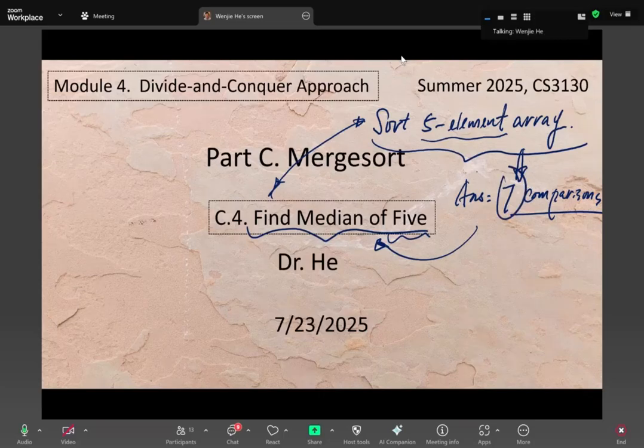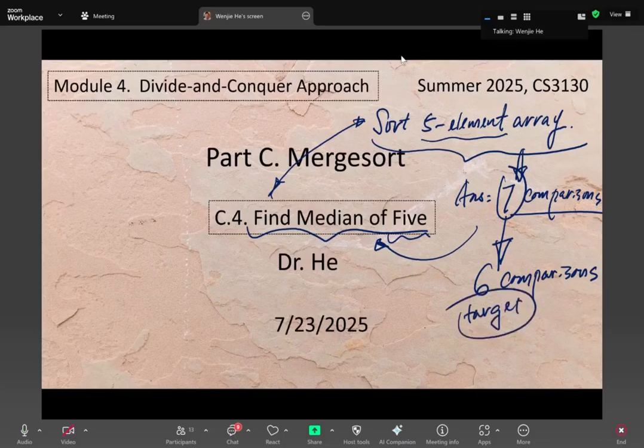But actually, finding the median, we do not need to sort, right? When you sort it, you do more than necessary. If you only need to find the median, you can save a little bit. That means you should do better than 7 comparisons. So our target is 6 comparisons. We need to do at least 1 fewer comparison, right? So this is our target.